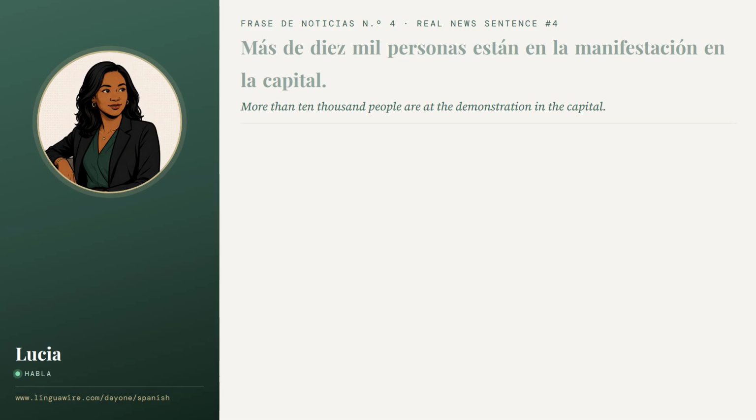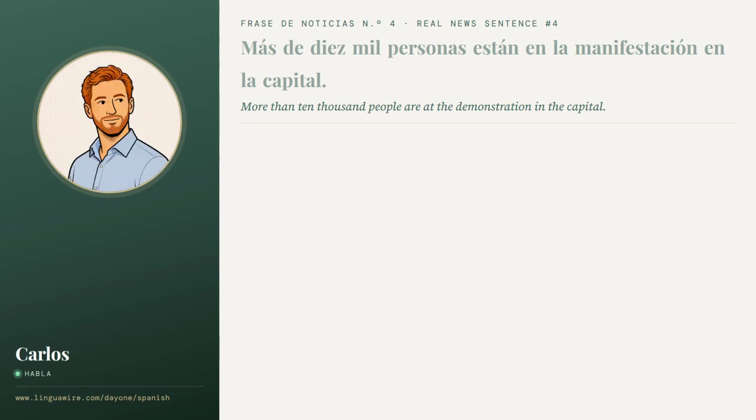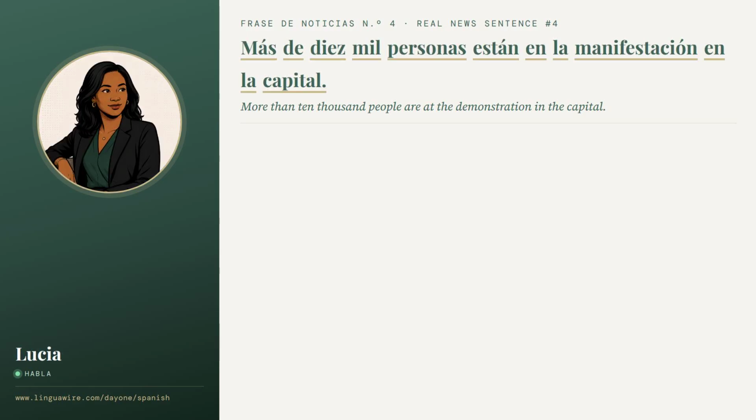The news is obsessed with numbers: crowds, votes, euros, degrees. Today you learn to count to 10,000, and it takes about 6 words. Today's sentence, real news speed. Lucia: Más de 10,000 personas están en la manifestación en la capital. Slowly now: Más de 10,000 personas están en la manifestación en la capital.